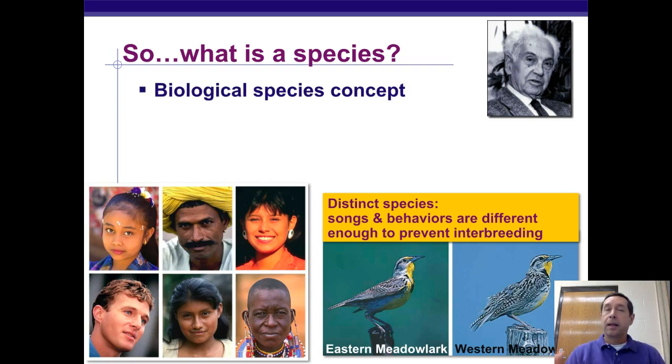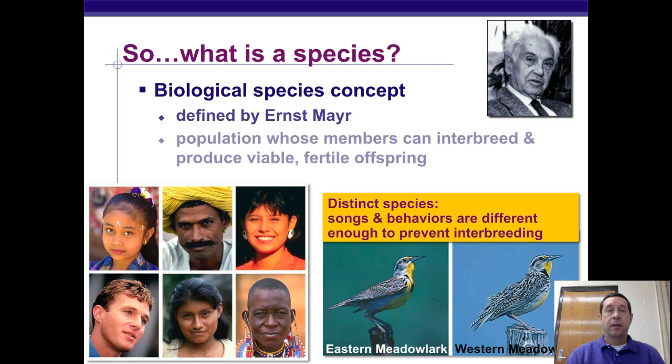So there's a biological species concept. It was first defined by Ernest Mayr. Basically, a species would be a population whose members can interbreed and produce viable, fertile offspring. So the biological species concept deals with reproduction. Can they interbreed and produce viable and fertile offspring?